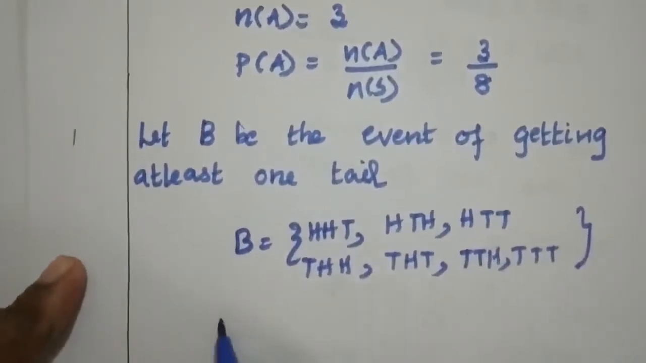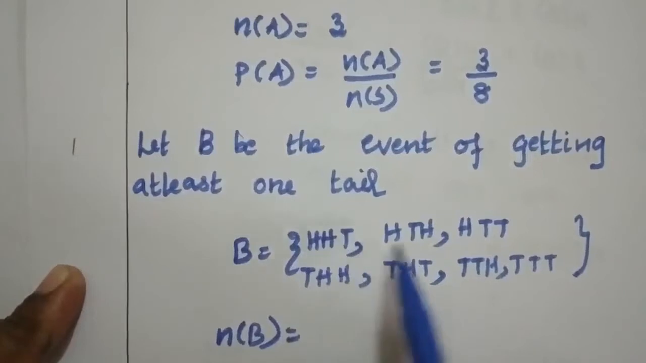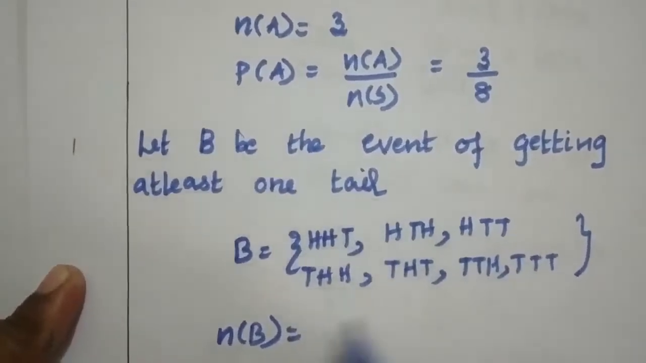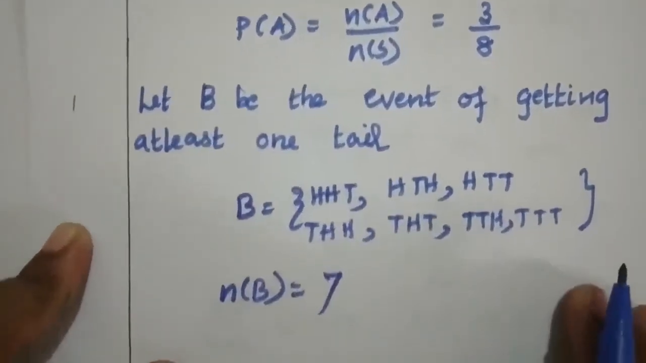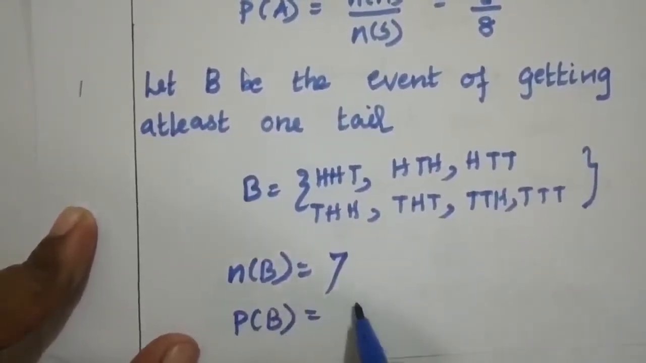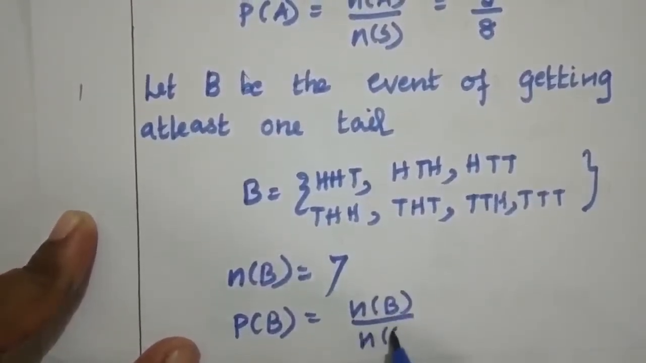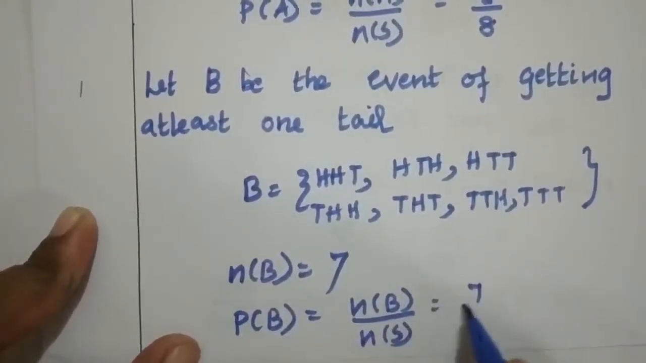So these are the sample points that have at least 1 tail. Now let's find n of B. The number of sample points here is 1, 2, 3, 4, 5, 6, 7. So n of B is 7. We have to find the probability value for this one. P of B is equal to n of B by n of S. Substituting the values, we get 7 by 8.